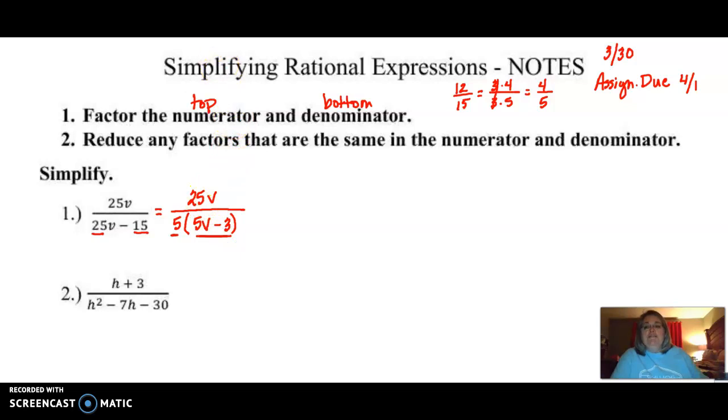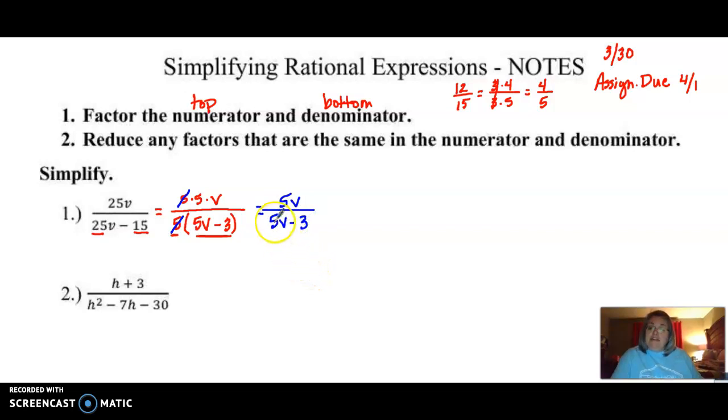On the top, 25v could really be written as 5 times 5 times v, right? And then if we're looking at that, we can see that our 5s will actually cancel, because these are things that are multiplied on the top and multiplied on the bottom, and they reduce, leaving us with a 5v on the top and a 5v minus 3 on the bottom.